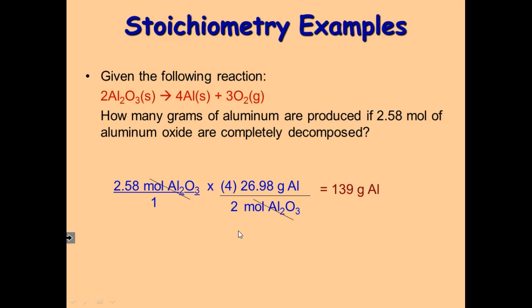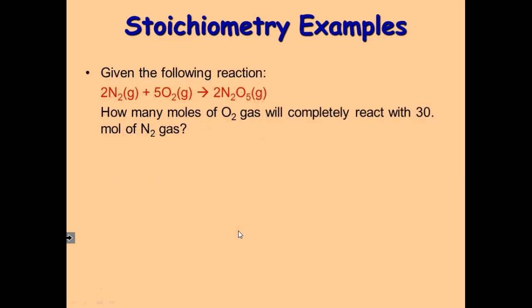All right, so we're going to do three now that aren't on your paper, so I'll give you all a chance to see how this works out without having it written out for you. We're taking nitrogen and oxygen and making dinitrogen pentoxide. I want to know how many moles of oxygen gas, so that's going to be on my reactant side since O2 is over there, will react completely with 30 moles of nitrogen gas.